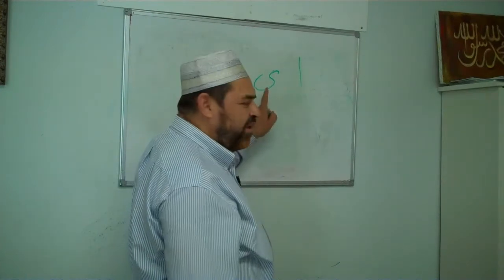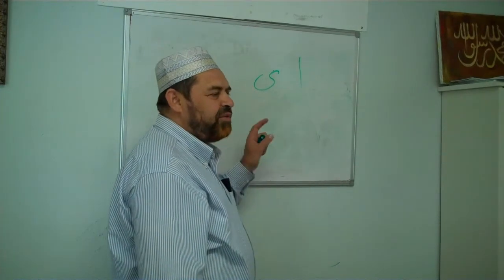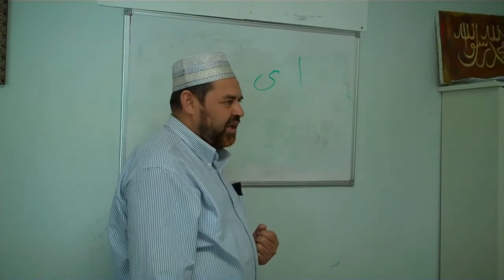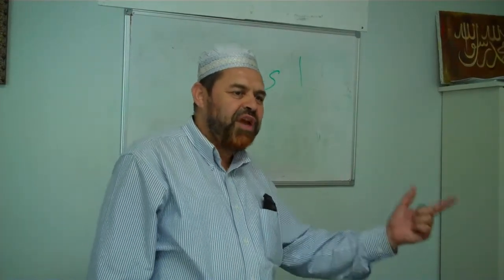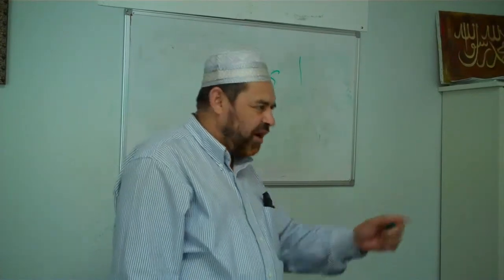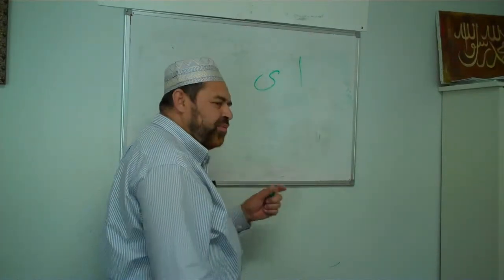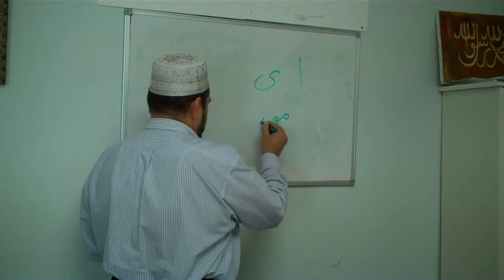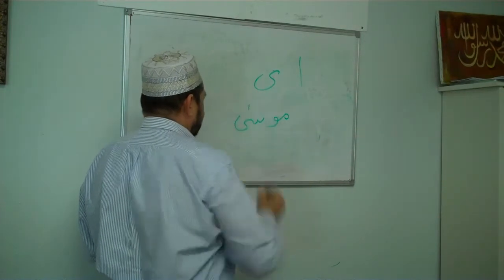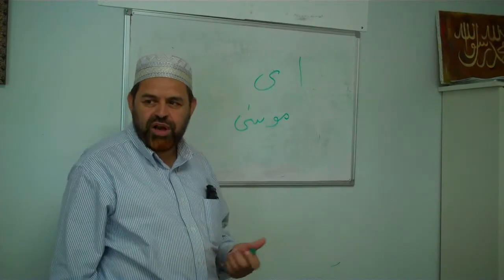And the name of this alif is called alif bisuratil ya. It means alif in the form of ya, in the shape of ya. And it will be easier to understand if I write the name of Musa. Right? We have it so many times in the Quran.